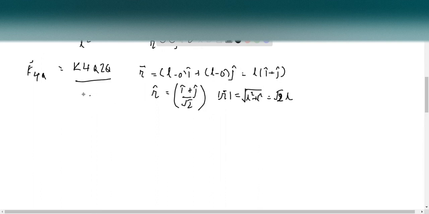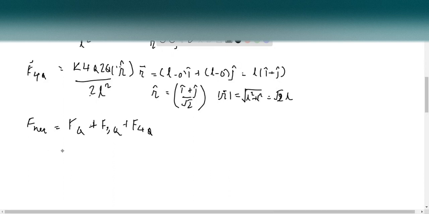So here we will use the magnitude 2L square, and for the position vector we will use r cap. From the theory of superposition, we know that F net equals F_q plus F_3q plus F_4q. Now let's sum over it.